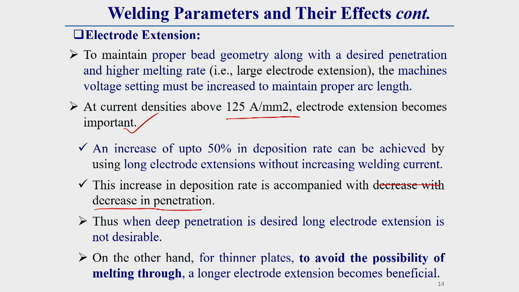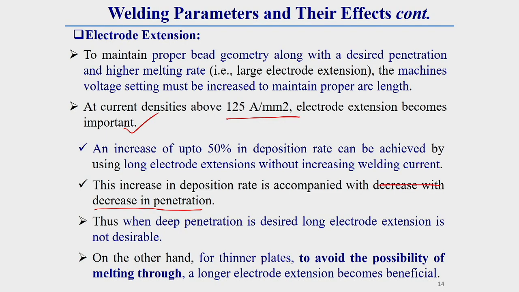Then another thing you should keep in mind: when deep penetration is desired, a long electrode extension is not preferable. A long stick out length is not desirable there. So, when the required depth of penetration is more, there should be a shorter stick out length. And another thing to keep in mind: for thinner plate, to avoid the possibility of melting through, a long electrode extension is more beneficial.